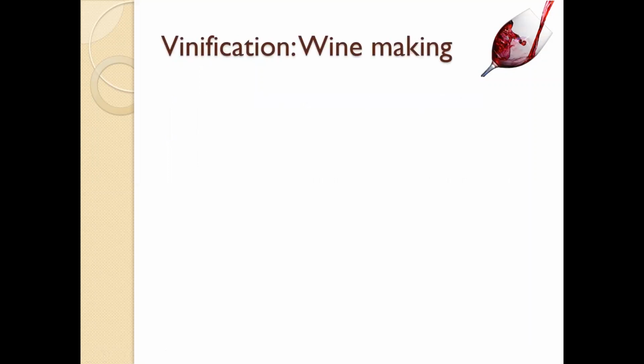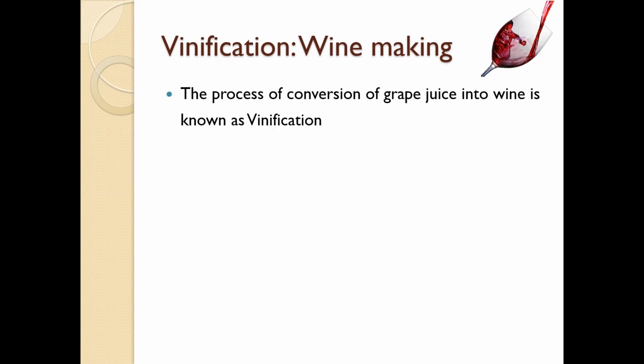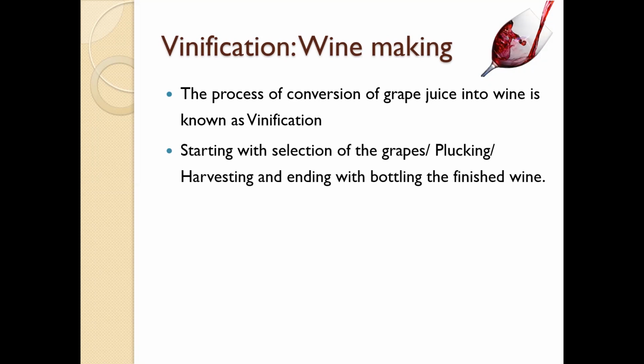Vinification, which is nothing but wine making. The process of conversion of grape juice into wine is known as vinification. This process starts with the selection of grapes, which is done through plucking and harvesting, and ends with the procedure called bottling.